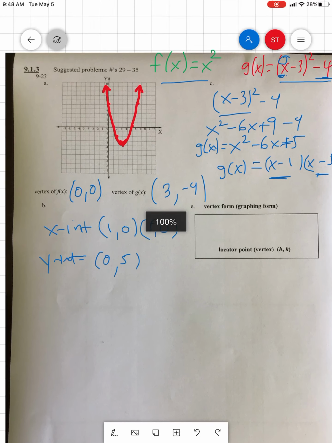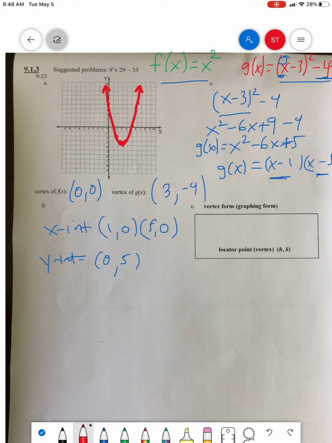Okay, so what else do we have to do? Let's take a look. We did that, graphed it. Oh, last thing is right here, vertex form. Okay, that is simply f of x equals a times x minus h squared plus k. Now the a value dictates how narrow or wide, up or down. And then again, the vertex is h, k.